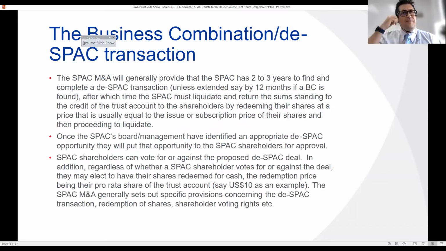Now, in terms of the business combination or de-SPAC transaction, as I mentioned, SPACs have a certain lifespan to actually find a target business.